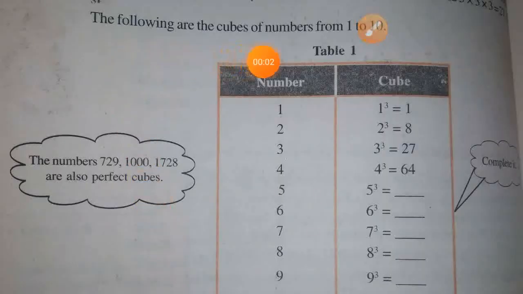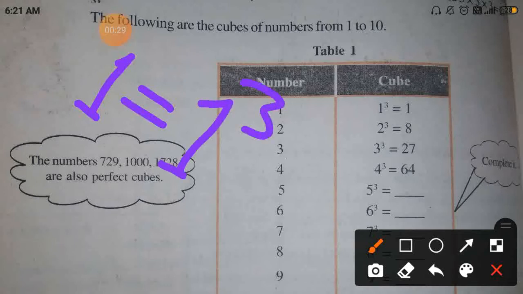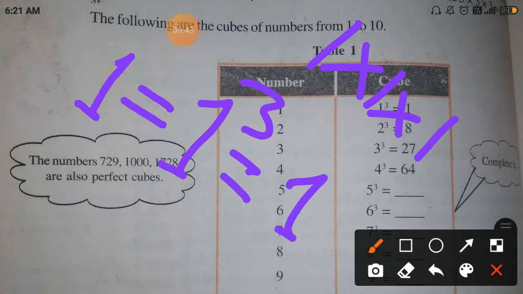The following are the cubes of numbers from 1 to 10. This is the table in which some numbers from 1 to 10 and their cubes are given. How do we derive this? Suppose it is 1. So the cube of 1 is 1 raised to the power 3. It means 1 multiplied by 1 multiplied by 1. 1 ones are 1, 1 ones are 1, 1 ones are 1. So the cube of 1 is 1.